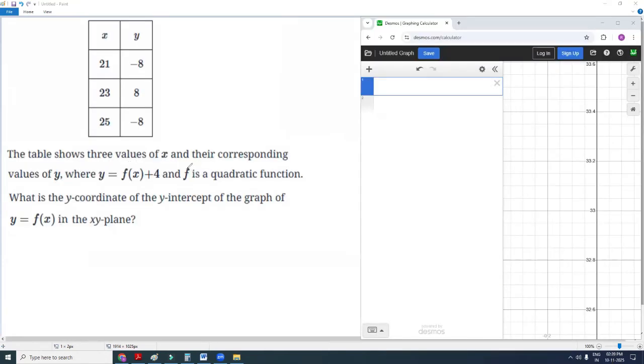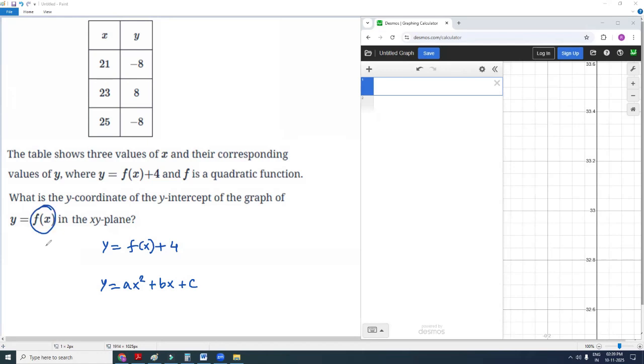The table shows 3 values of x and their corresponding values of y, where y equals f of x plus 4 and f is a quadratic function. What is the y-coordinate of the y-intercept of the graph of y equals f of x in the xy-plane? Okay, for this function f of x, we have to find the y-coordinate of the y-intercept. Now let me consider this equation, that is y equals f of x plus 4. Since f over here is a quadratic function, this complete expression will represent a quadratic function. So we can write this quadratic function in standard form, that is y equals ax squared plus bx plus c.